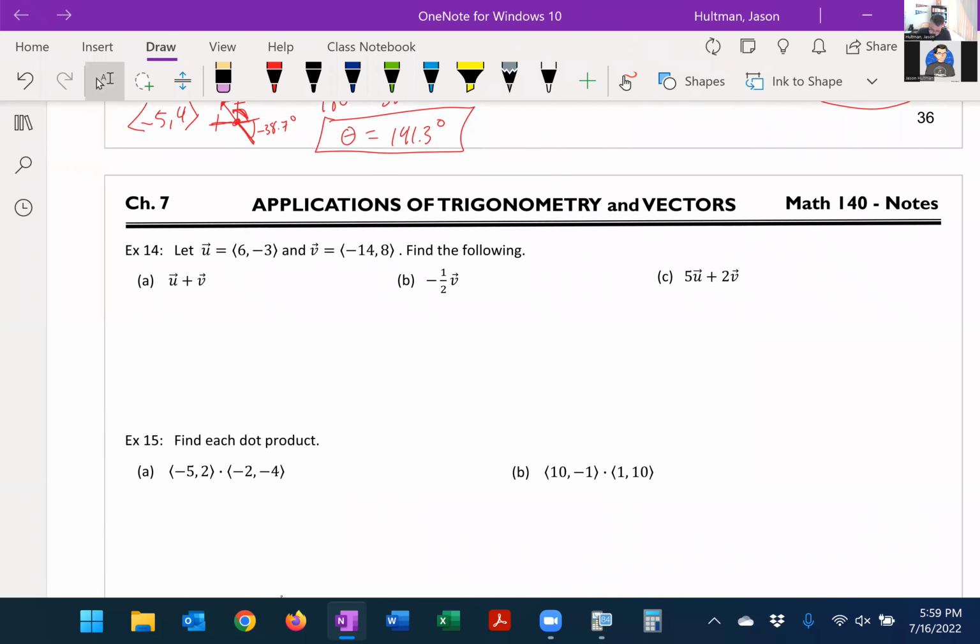Let u equal 6, negative 3, and v equal negative 14, 8. What's u plus v? We're just going to add the x components together and add the y components together. So u is 6, negative 3, plus negative 14, 8. Adding the first components together, that's going to be negative 8. Adding the y components together is 5.